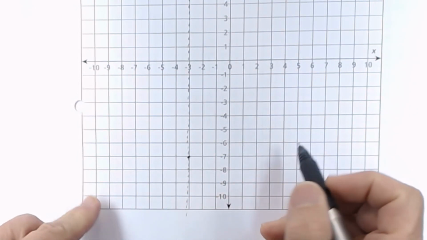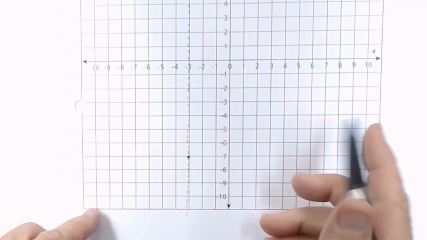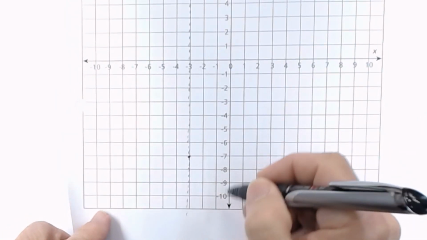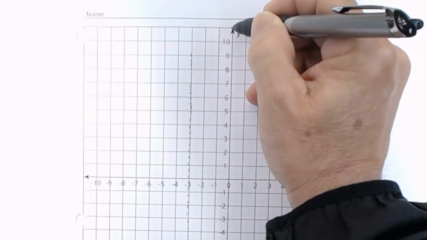All right, so then you know that the y-intercept is 11. Okay, did I do something wrong? Oh, the y-intercept is 11. I was about to do down here. It's way up here, right? All right, so right here, there's a y-intercept.